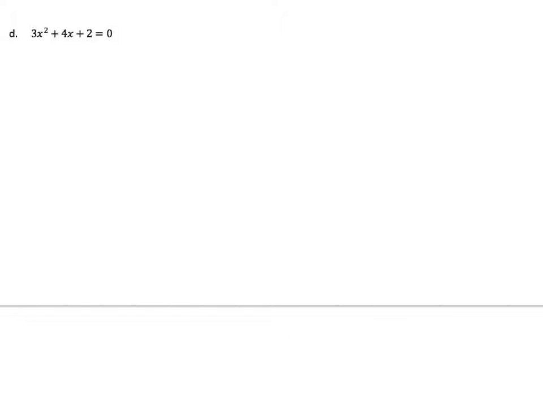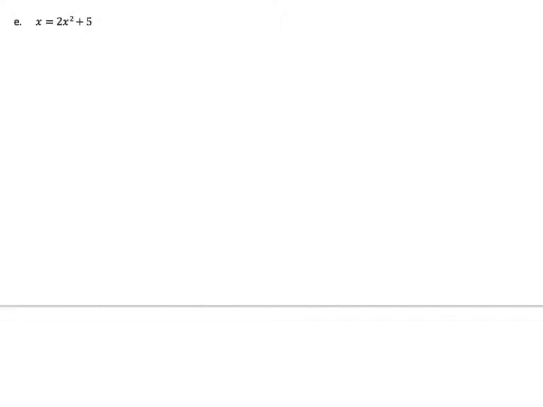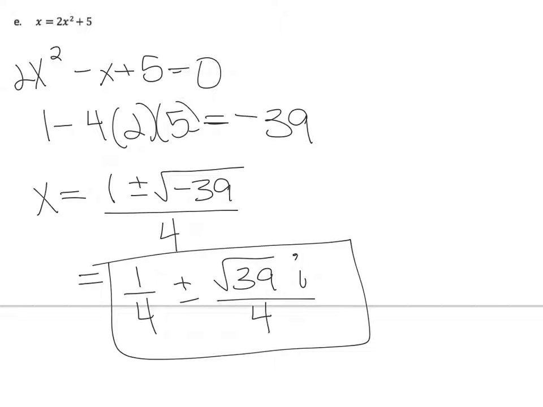Next one, D. Okay, there we go. Here my discriminant was negative, so I knew I would have two complex numbers, two non-real solutions. Okay, next one. I need to rewrite it first, and then I'm going to go ahead and work on it. Here, my discriminant is also negative, so I knew I would have two complex answers, or two non-real answers, and I did. 39 is prime, so I couldn't even simplify that any.